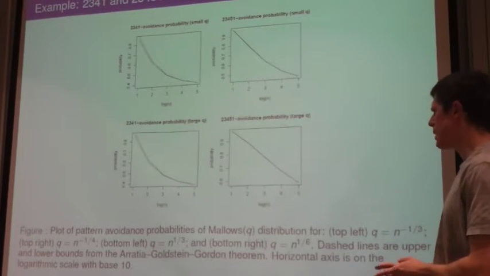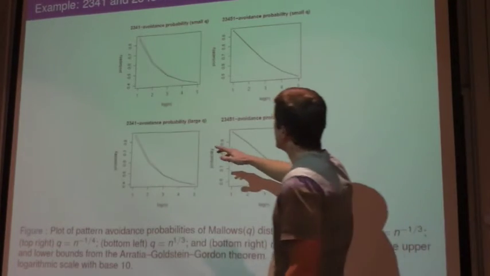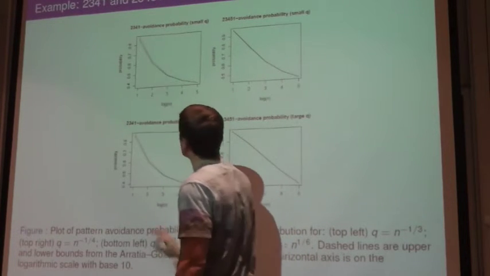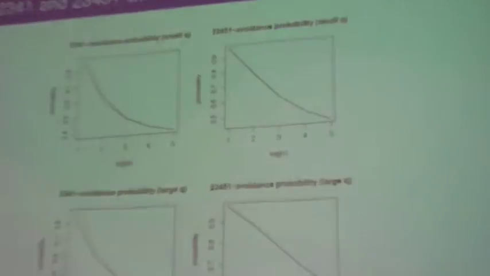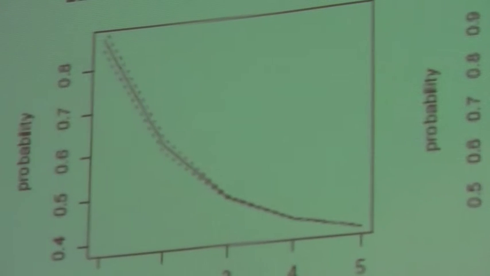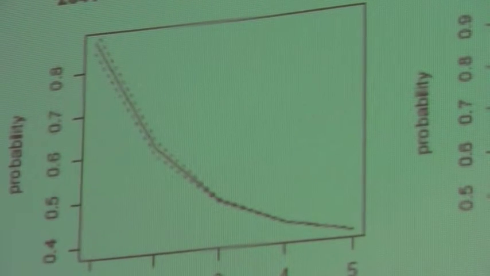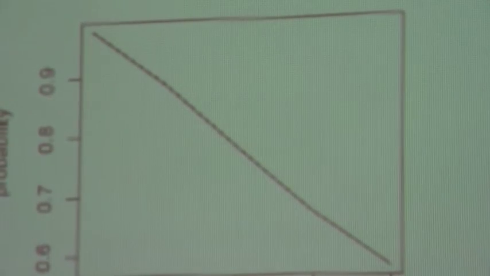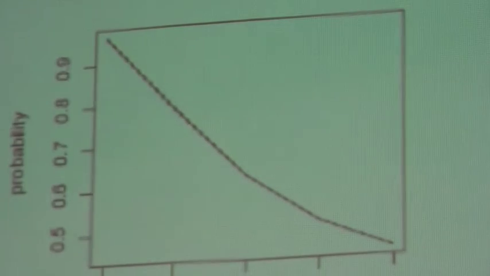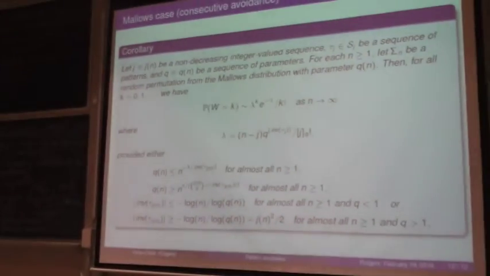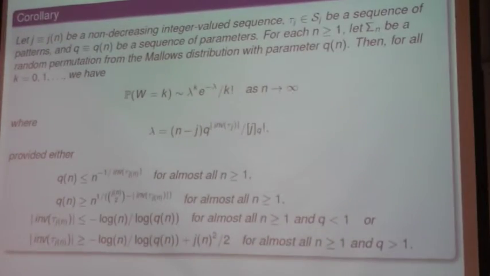So we can either let q get big or q get small, and the solid line, which may be hard to see, is the approximation given by the Poisson approximation, and the dashed lines are the error bounds. The dashed lines in this case are right on top of the line, so the approximation is very good. This is just an illustration. In principle, this can be applied for any pattern, provided that you can verify the conditions.